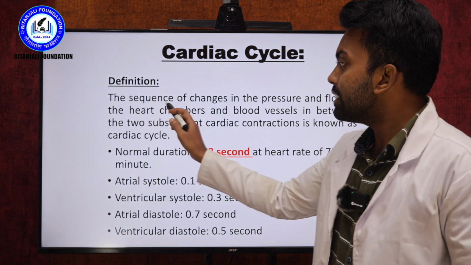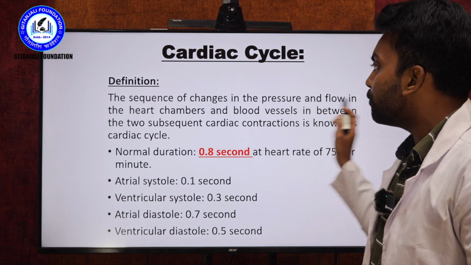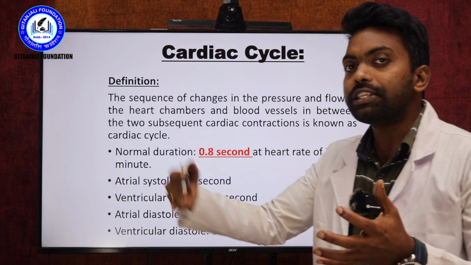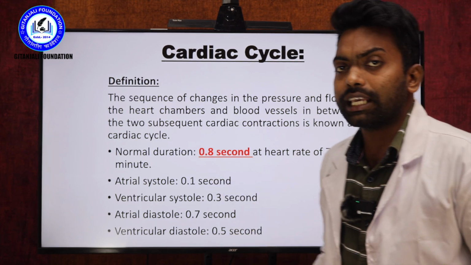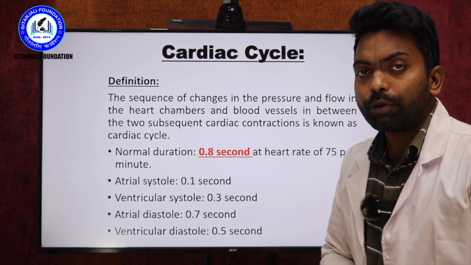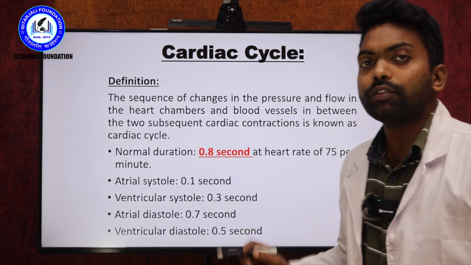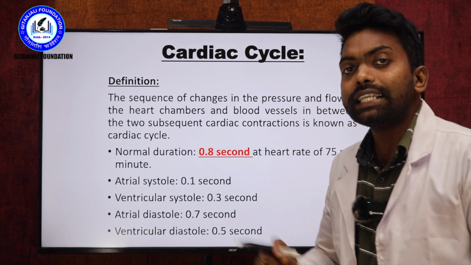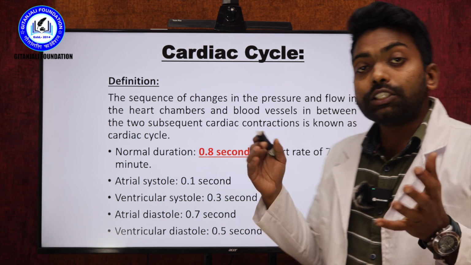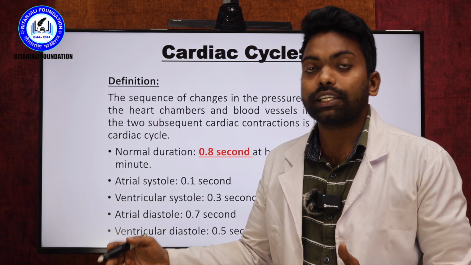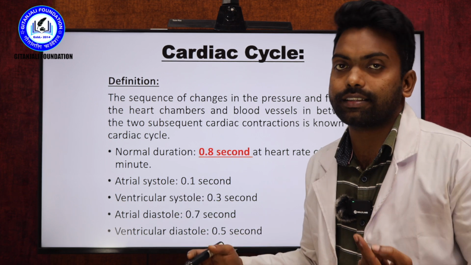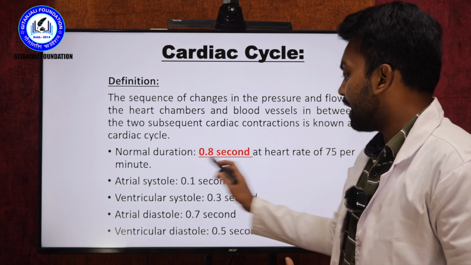As I told you, it is a sequence of changes in pressure and flow within the heart chambers, a sequential flow of blood, and each cardiac cycle has a time duration. My dear competitive future nurses, this is an important point for you. What is the time duration of the cardiac cycle? About 0.8 second is the time duration for each cardiac cycle.